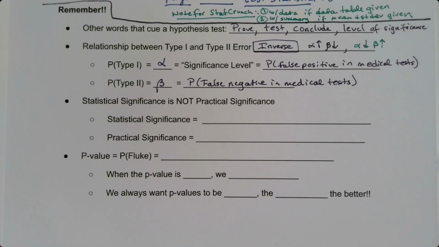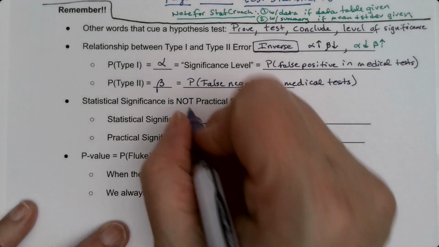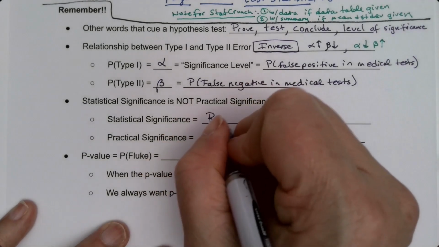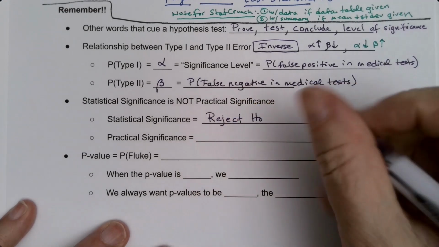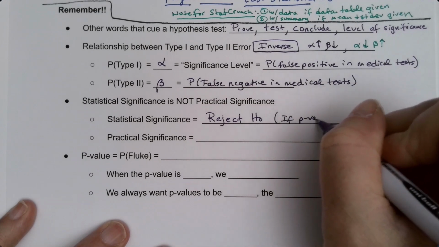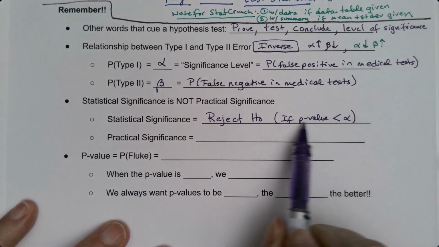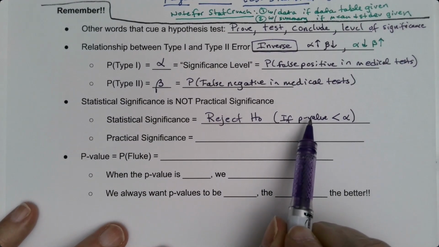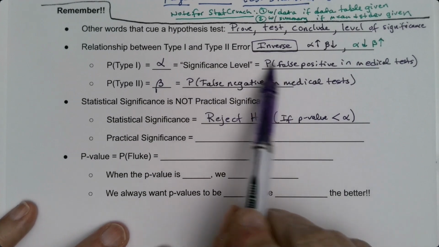All right, now statistical significance. The phrase statistical significance means you get to reject H0, right? So that's what this means. Reject the null hypothesis. And remember, we always do that if your p-value is lower than your alpha. If your probability of getting the result that you got, or further along, is lower than the probability of a type 1 error right here.